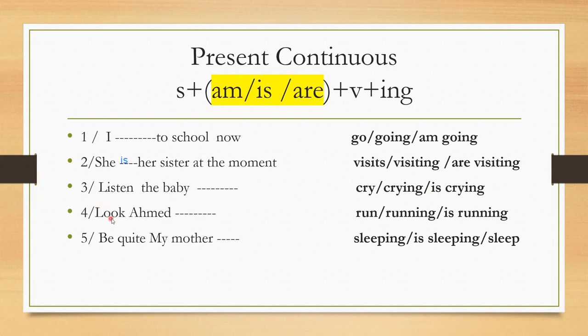Number four, look. Ahmed is running. Ahmed is singular. I will use is running. Ahmed is running. Okay. Number five, be quiet. My mother is sleeping. My mother is singular. I will use is sleeping. I will say, be quiet, my mother is sleeping. Good job.